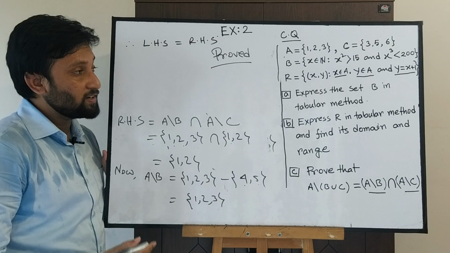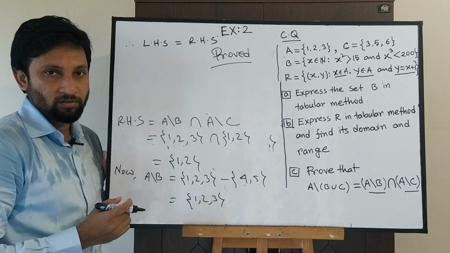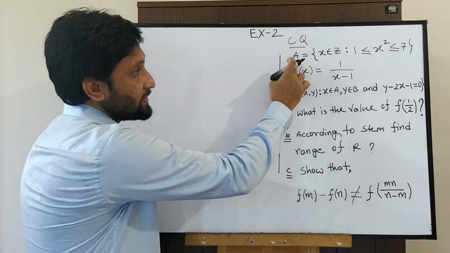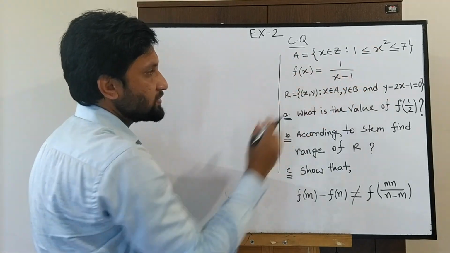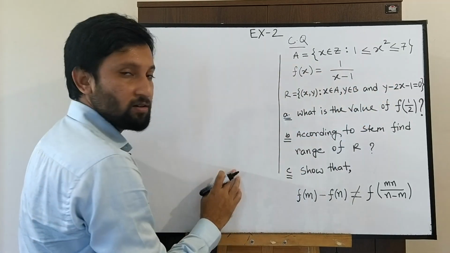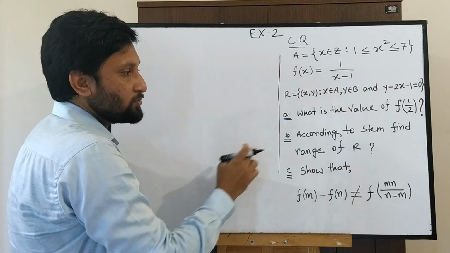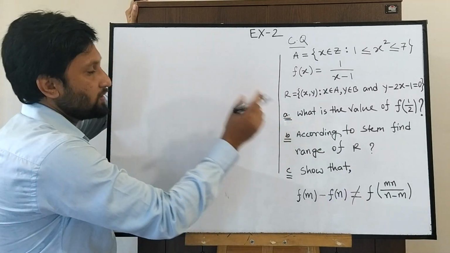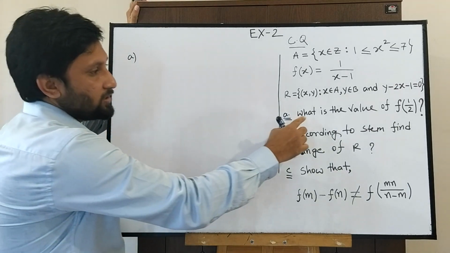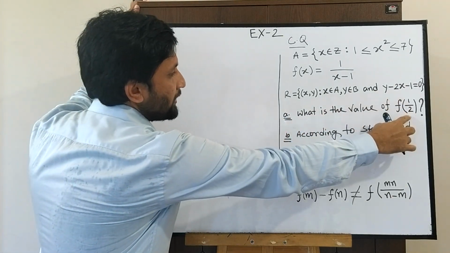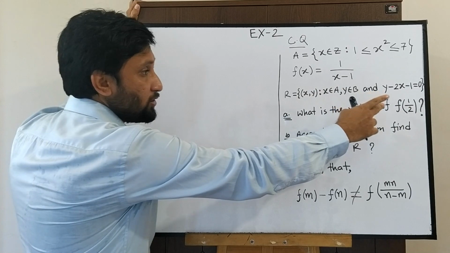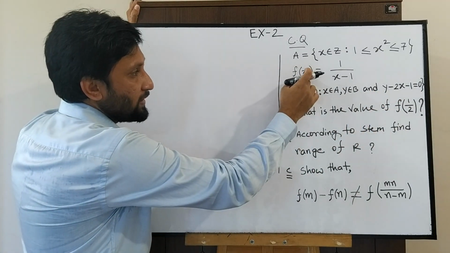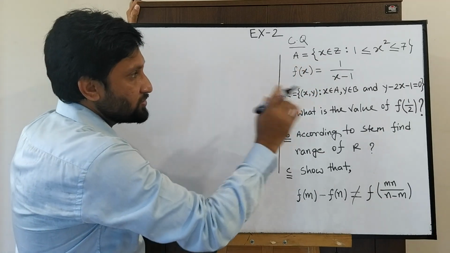I hope everybody is clear on this CQ. Now next, creative. Here the given scheme are set A, function f of x and relation R. By using this scheme we have to solve A, B and C. Now first one, A. Question A: what is the value of f of half? To find the value of f of half we need to use the function f of x. If we replace x by half then we will get our solution.